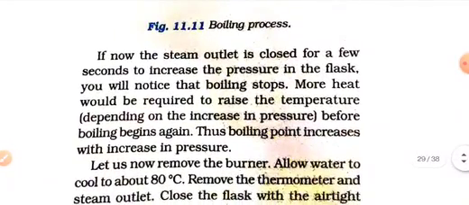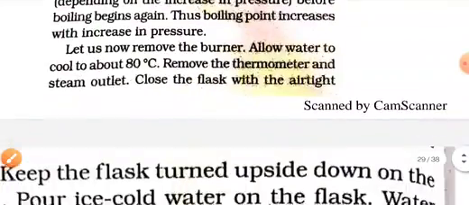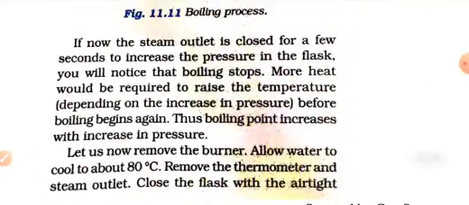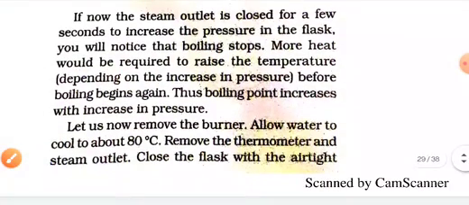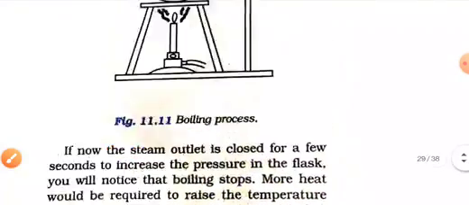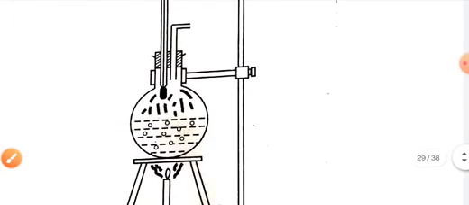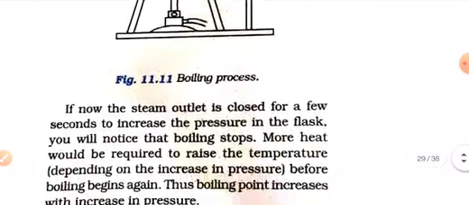If now the steam outlet is closed for a few seconds to increase the pressure in the flask, then what will happen? The pressure in the flask will be increased, and you will notice that boiling stops. More heat would be required to raise the temperature, depending on the increase in the pressure, before boiling begins again. Thus boiling point increases with increase in the pressure. That means if we increase the pressure, then the boiling point will increase. We have to supply more heat to boil the water.